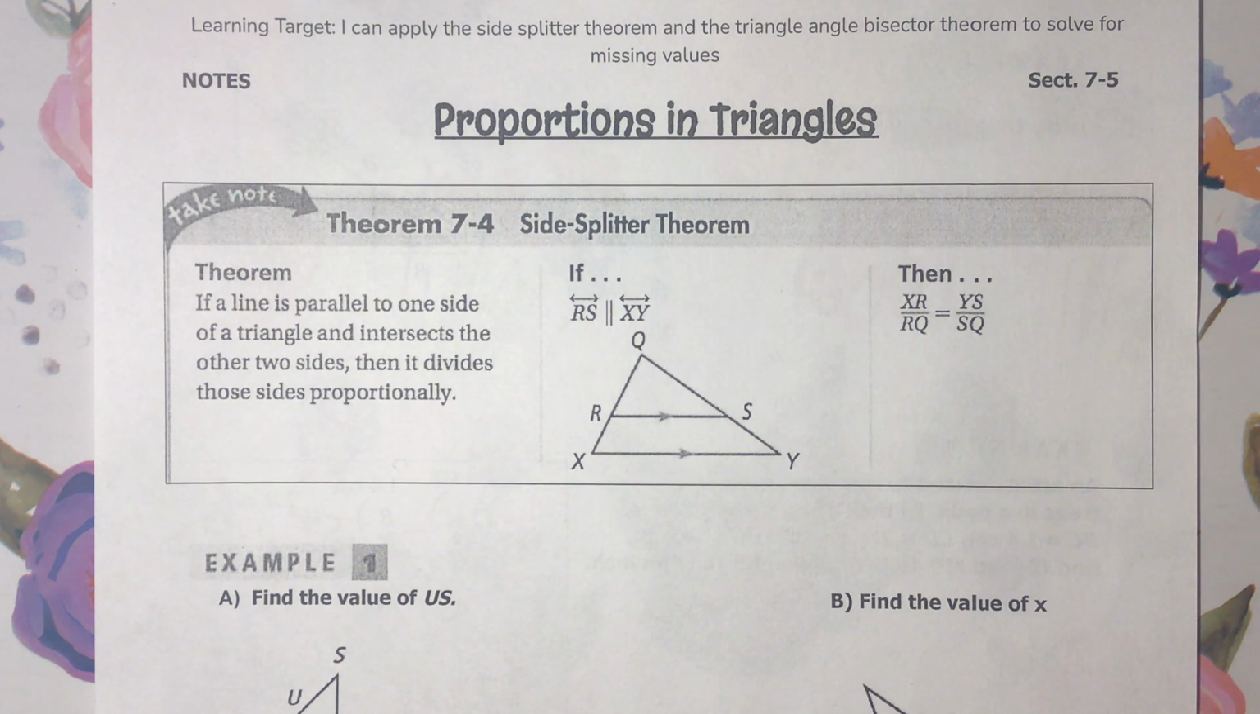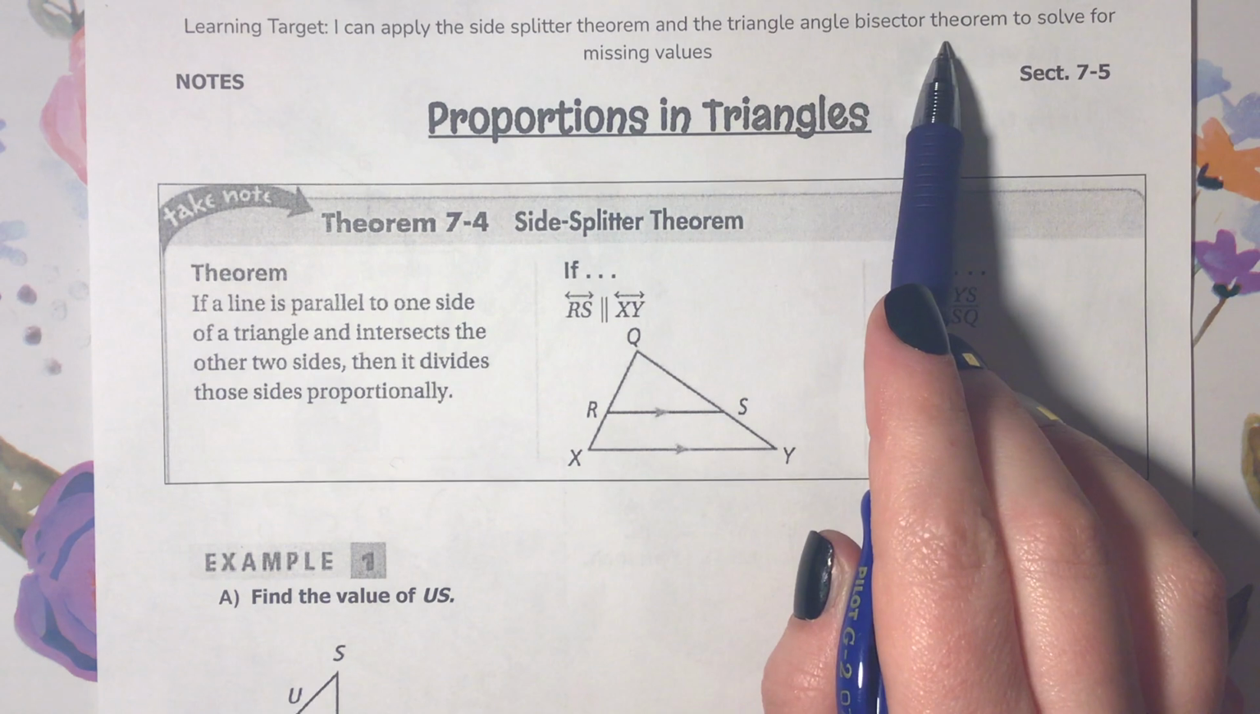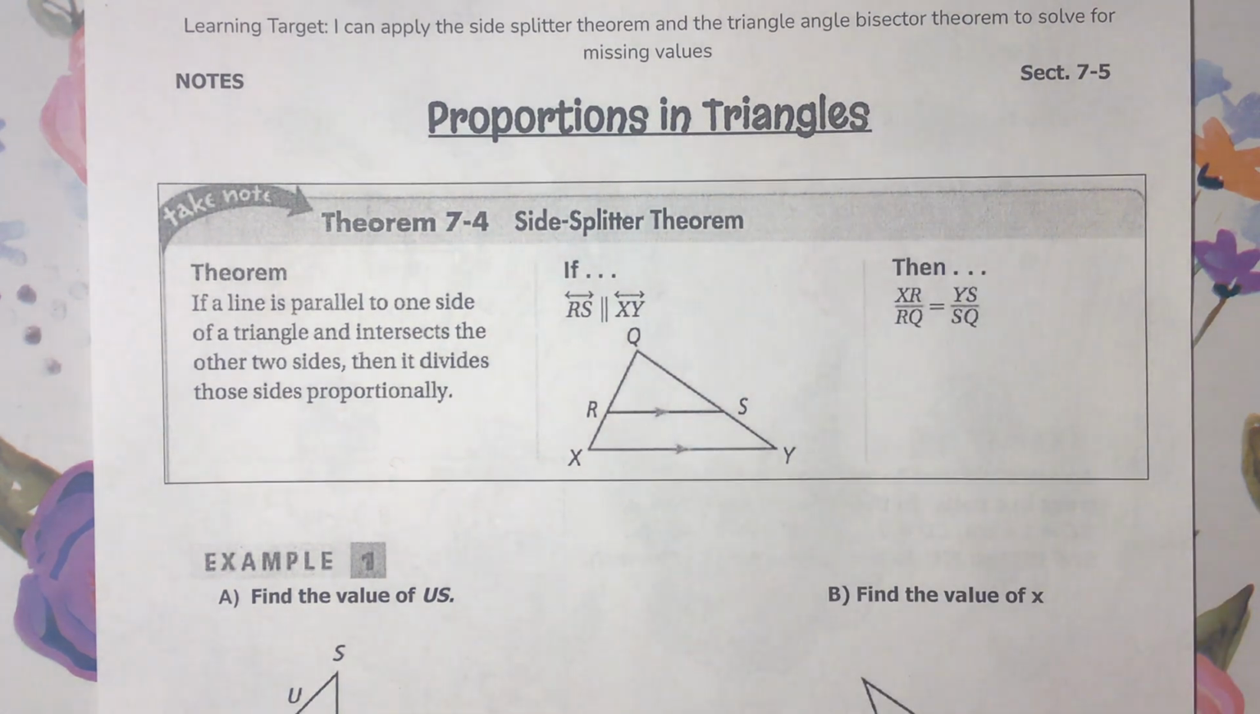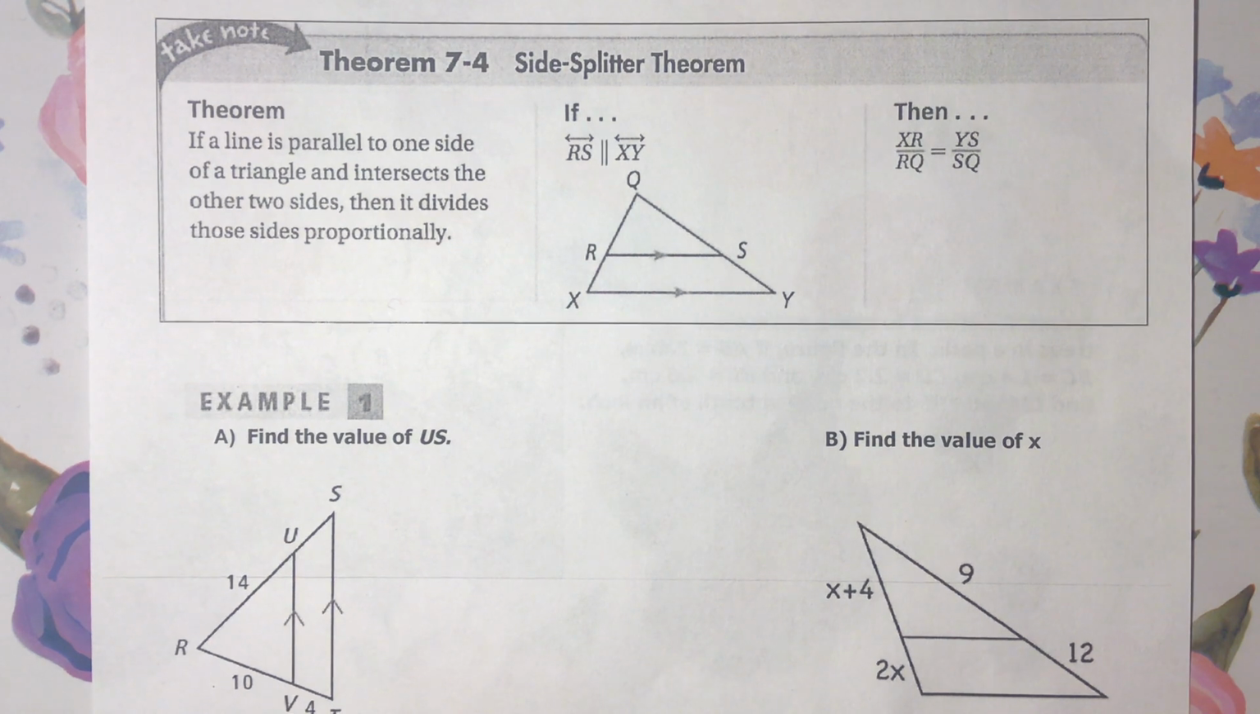So what I'd like for you to be able to do by the end of today's video is to apply the side splitter theorem and the triangle angle bisector theorem to solve for missing values. So first of all, what is the side splitter theorem? It says if a line is parallel to one side of a triangle and intersects the other two sides, then it divides those sides proportionally.